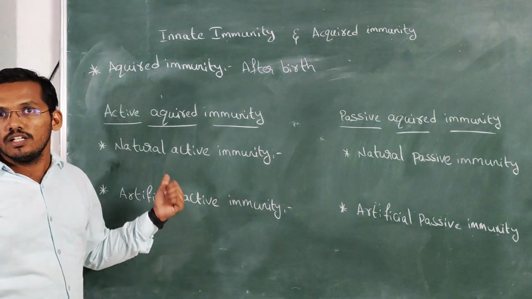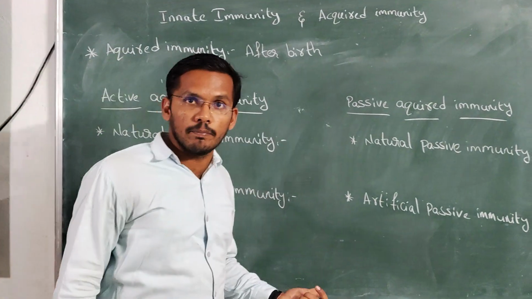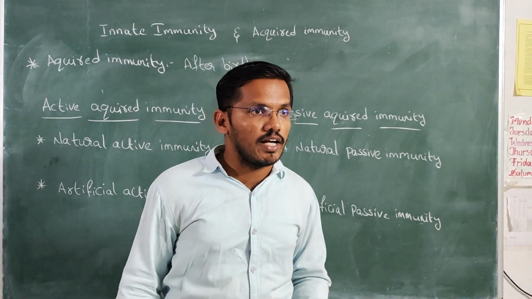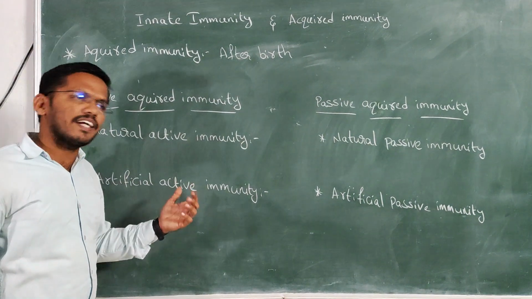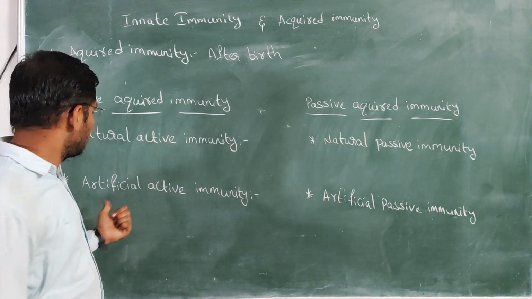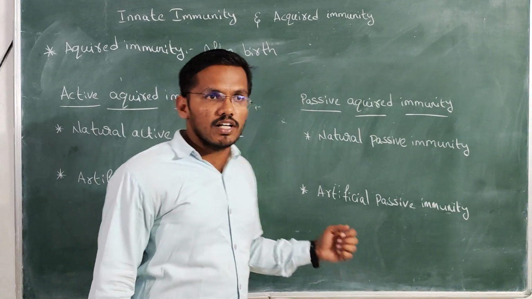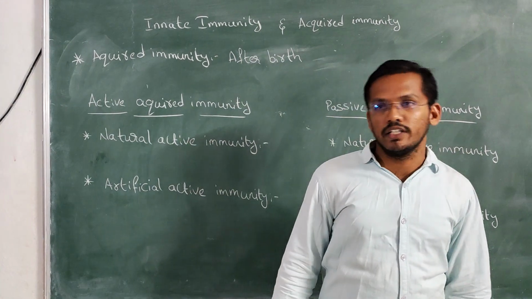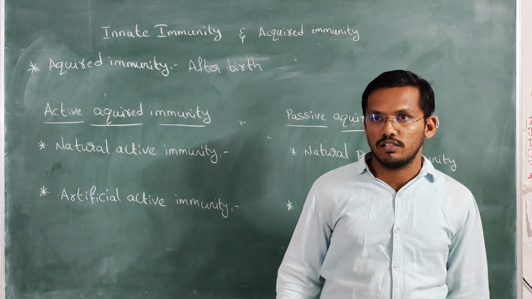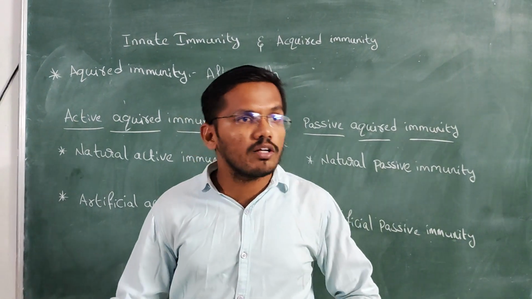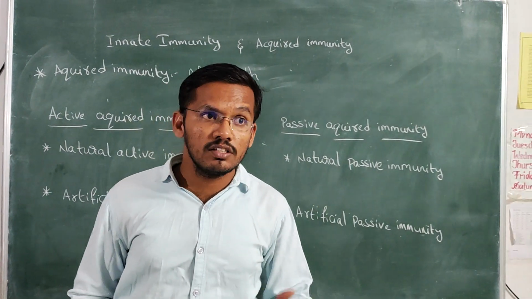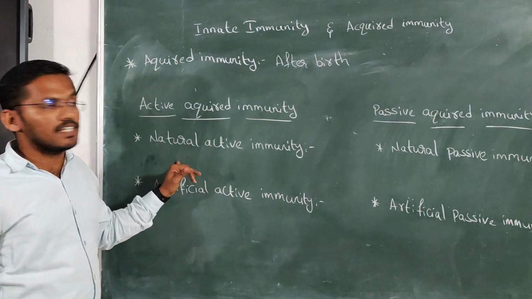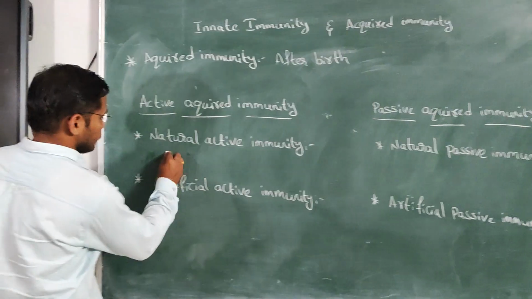Active acquired immunity is the immunity developed by the production of antibodies after infection. It is again of two types: natural active acquired immunity and artificial active acquired immunity. First, natural active acquired immunity. Suppose a person is infected with a disease, let's take the example of smallpox and chickenpox. After a few days, the person gets cured automatically without any medication. That means antibodies have been produced in the body. That type of immunity is called natural active acquired immunity.